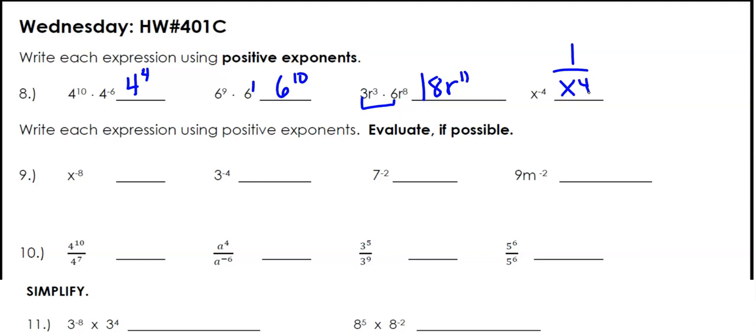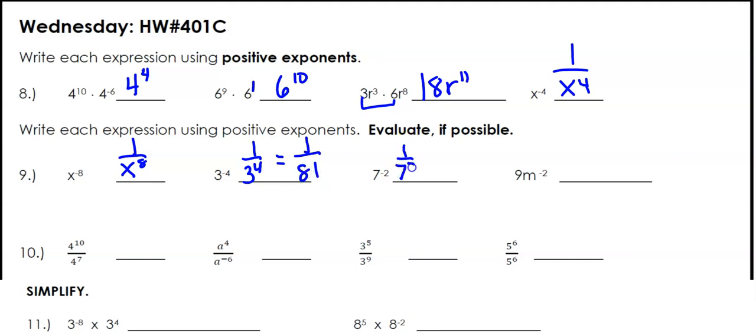All right, we're going to do the same thing with question number 9. Take the reciprocal and make the power positive. So the second one here says evaluate if possible. So 1 over 3 to the 4th is correct. But then we need to compute 3 times 3 times 3 times 3. 9, 27, 81. Use your calculator if you need to.